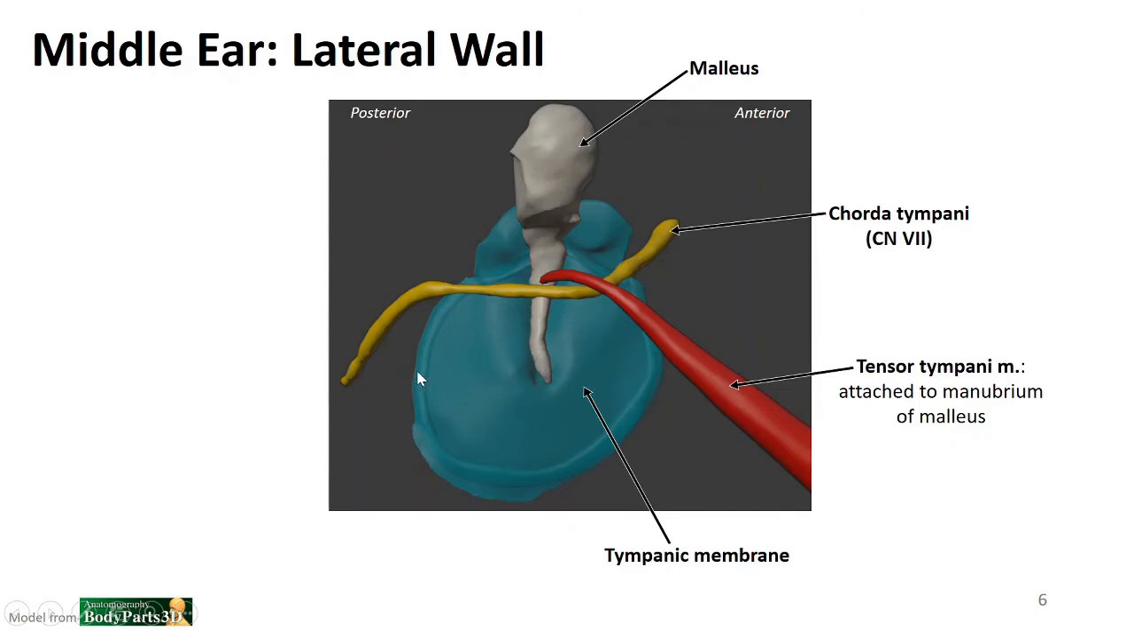Also on this lateral wall, we'll find the chorda tympani nerve, which runs along both the tympanic membrane and the malleus. And we'll also see this tensor tympani muscle, which is attached to a portion, the handle or the manubrium of the malleus, and will control the movements of the malleus.